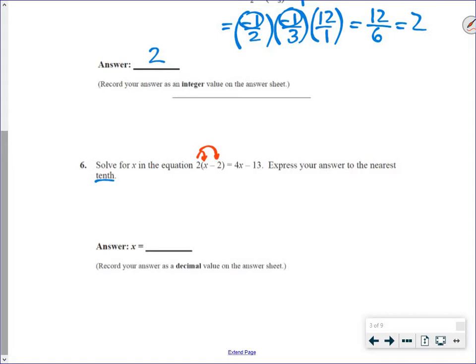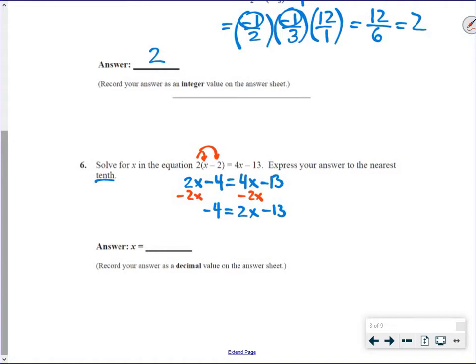So let's solve this. 2 times x and 2 times negative 2. So I distribute this 2 on the left side. So we get 2x minus 4, because 2 times negative 2 is negative 4, equals 4x minus 13. Now we bring all the x's to one side and all the numbers to the other. I'm going to bring all the x's to the right side of this equation so that I have a positive x coefficient. 2x minus itself on the left is 0, so I'm left with a negative 4. And 4x minus 2x is 2x, and then subtract 13.